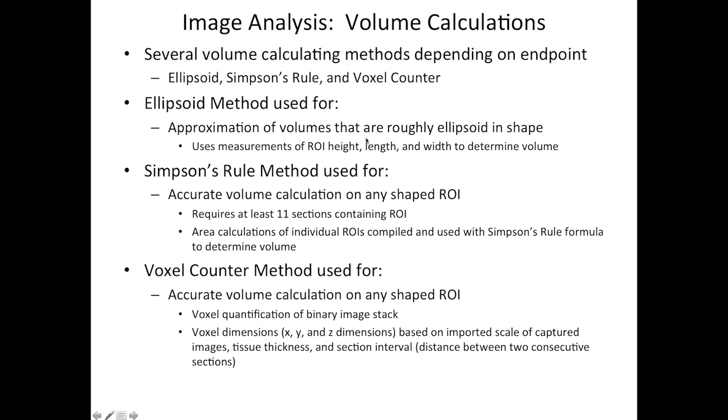And once you plug in the values, then you can get your volume of that region of interest. So for more complicated regions of interest, we use either the Simpson's rule method or the voxel counter method. The Simpson's rule method is a formula used for approximating definite integrals. So you'll need at least 11 sections for this. And it's a very accurate volume calculation method.